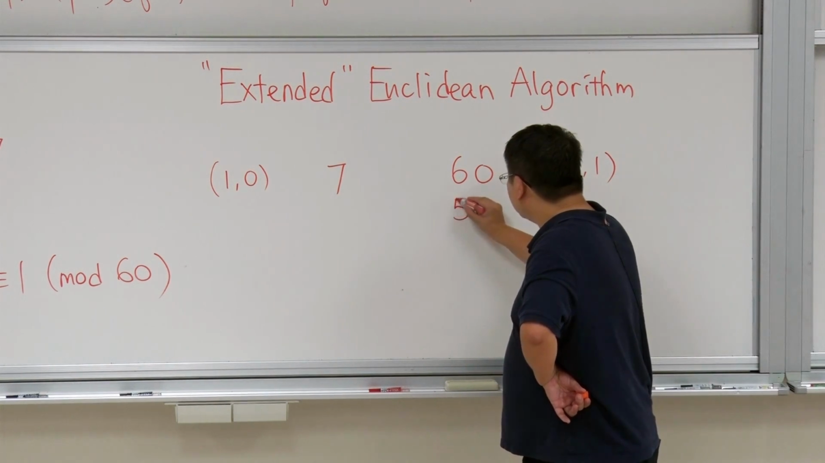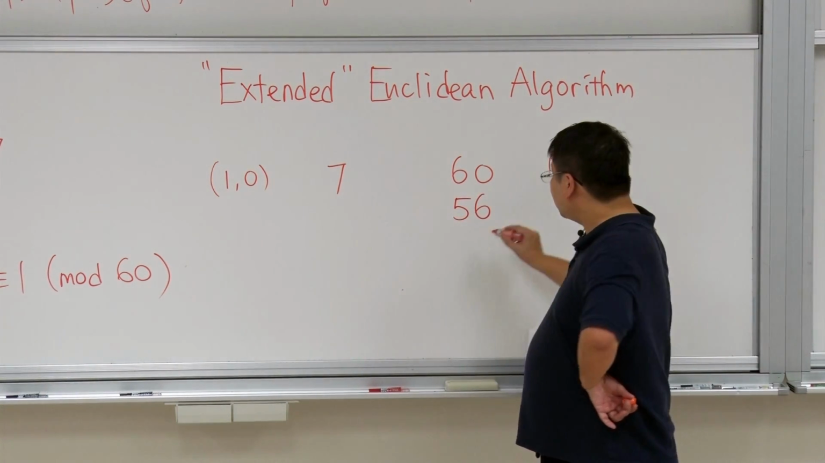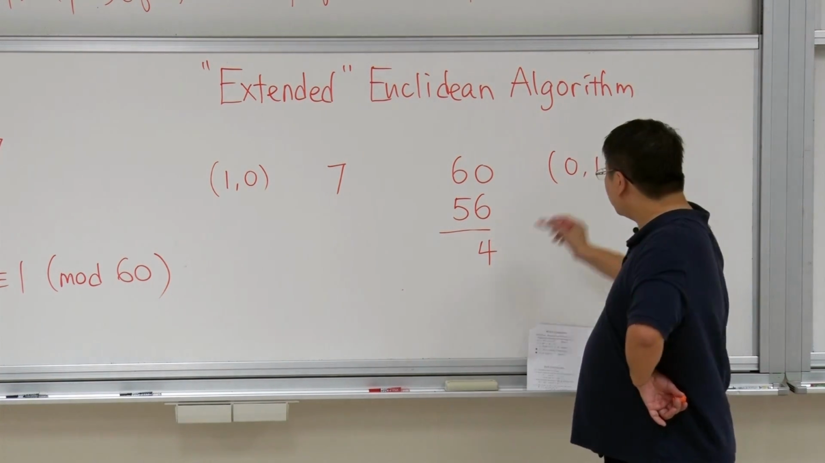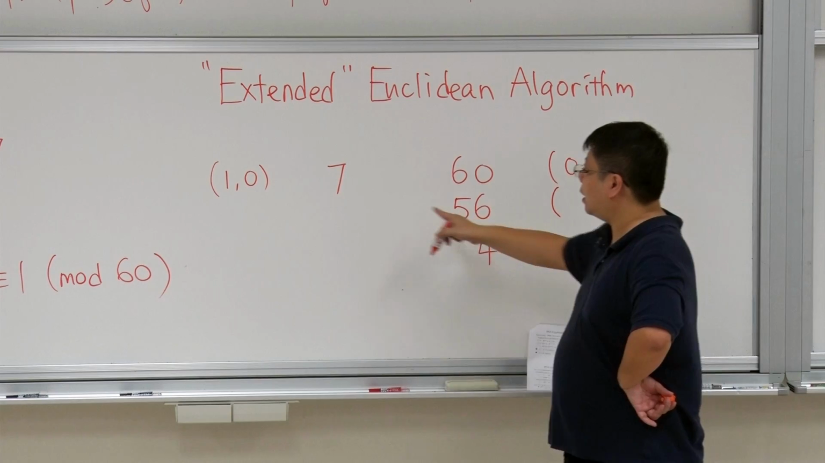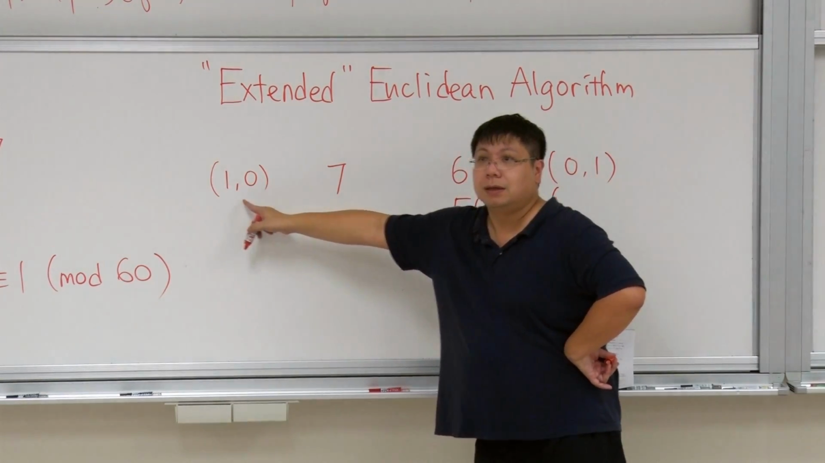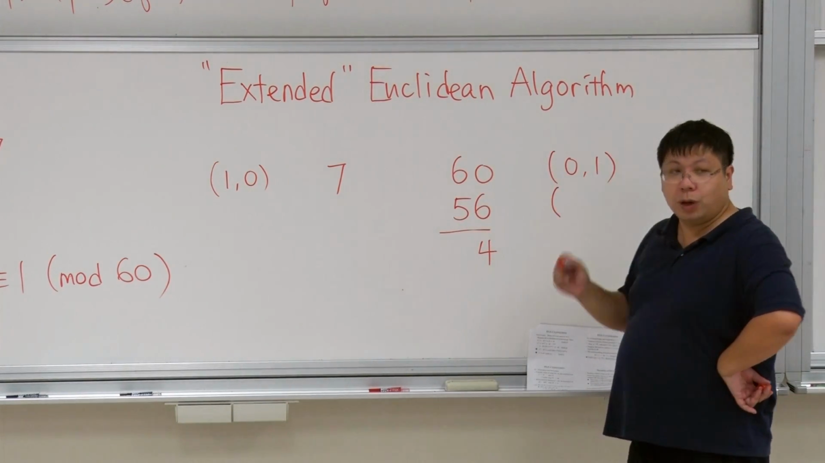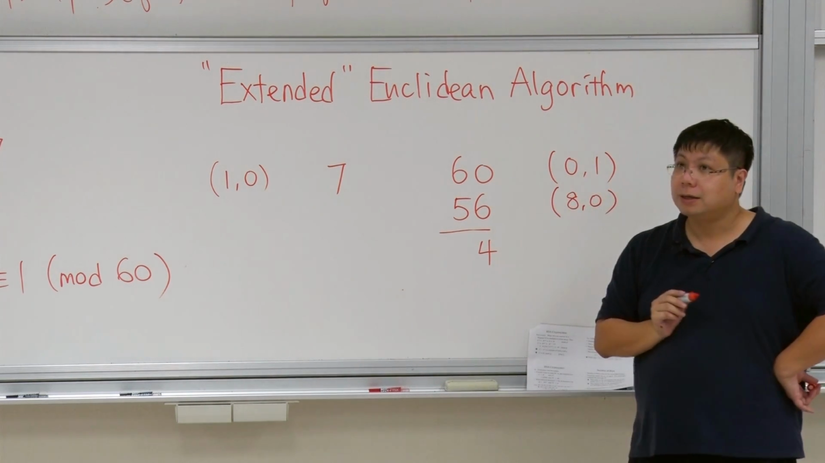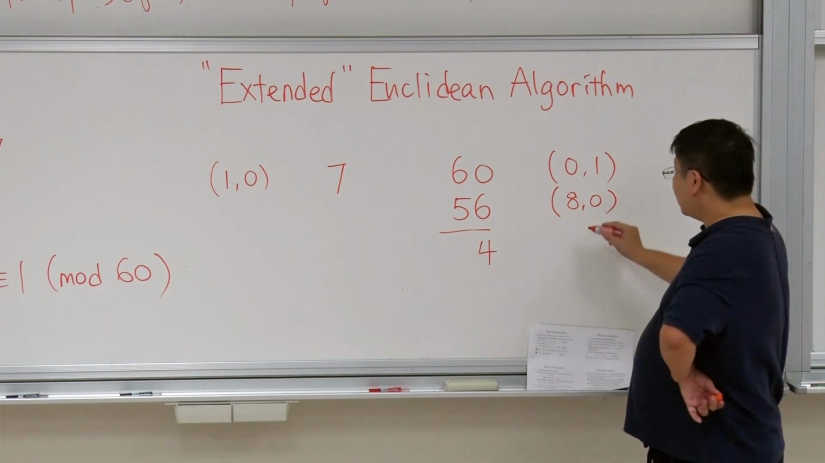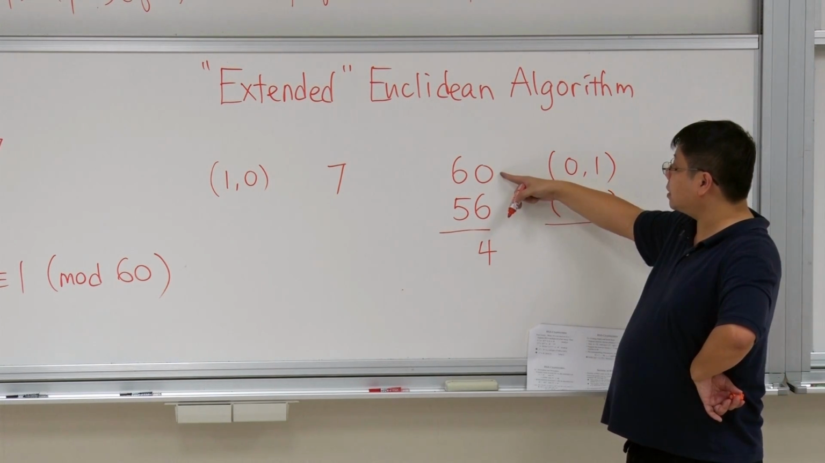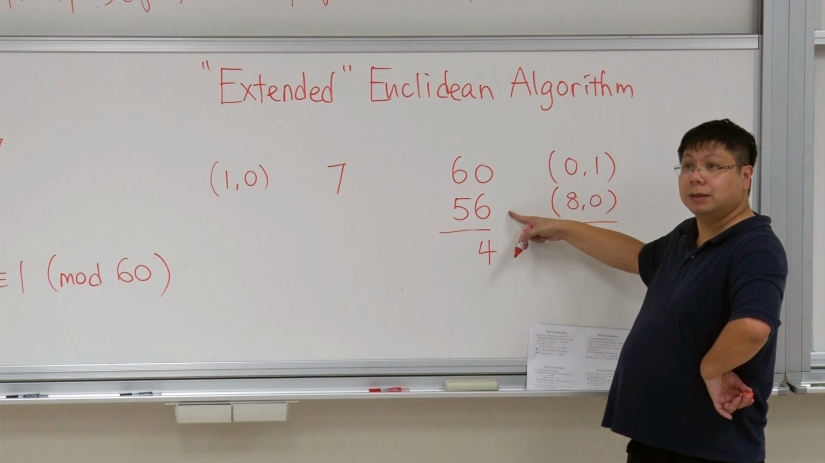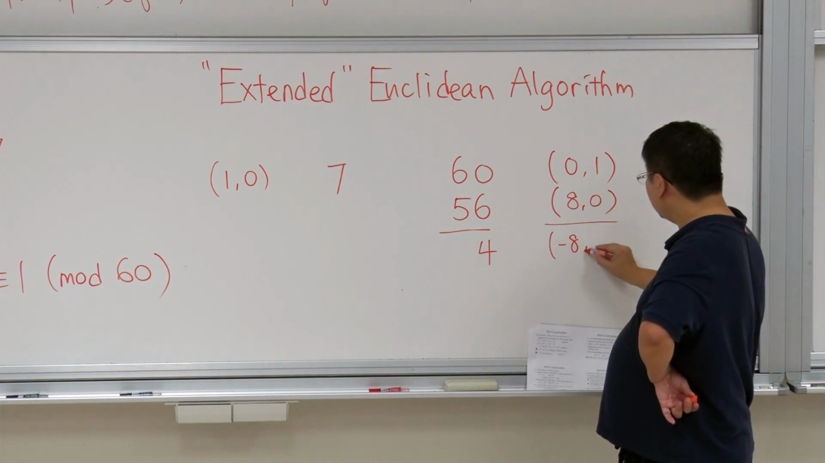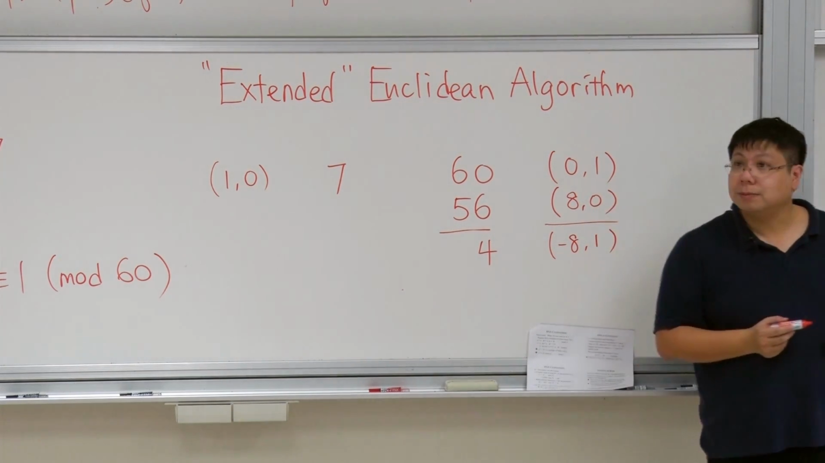So we deduct 56 here, and you get a 4. What is 56? It is 8 times this one, so if 7 is (1, 0), then 56 will be (8, 0). Does that make sense? Then what is 4? 4 is this one minus this one, so it is equal to (minus 8, 1). Does that make sense?